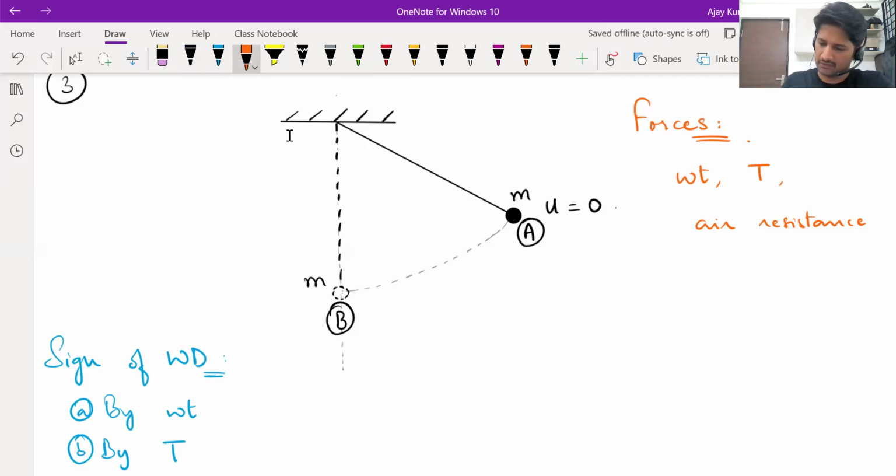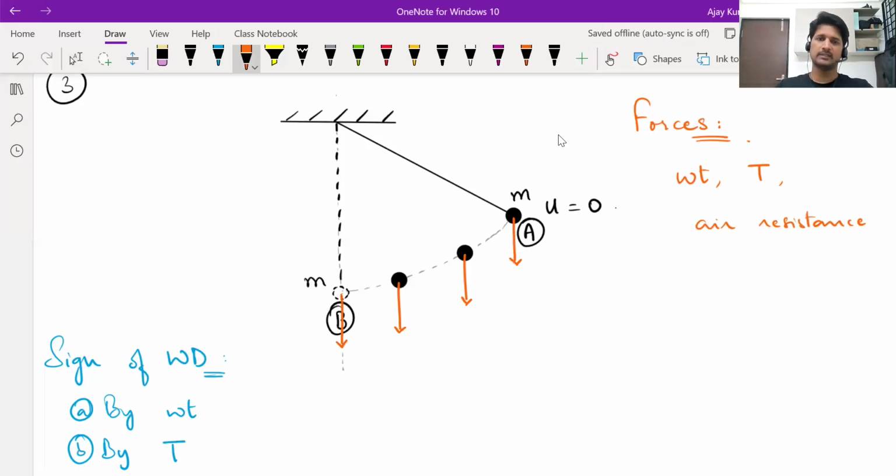Okay. So if you visualize weight, let's visualize the bob at different instants. Like this. You have to get used to all this. Now weight here acts in this direction. Here it acts in this direction. Always vertically downward, no doubt in that.